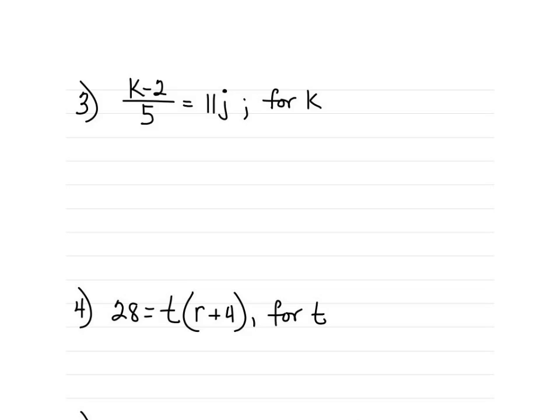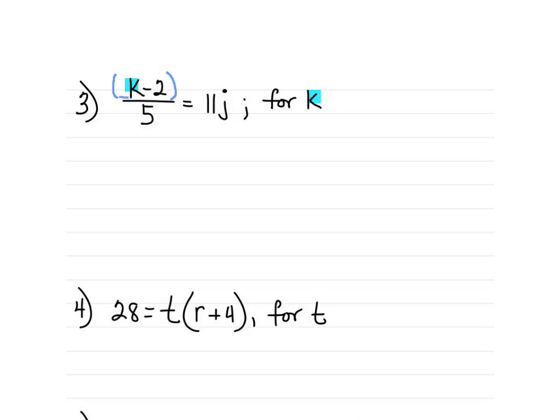Let's look at number 3. Number 3. Copy it down, please. K minus 2 divided by 5 equals 11j. On this equation, we are going to solve for k. Notice with me where k is. K is in a grouping symbol. You may not see a grouping symbol like a parentheses or bracket, but it's in a grouping symbol because it's part of this numerator. Okay, what makes that k group together with the minus 2 is this fraction bar.